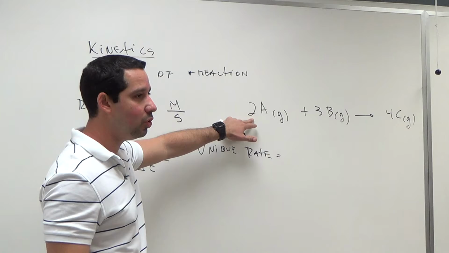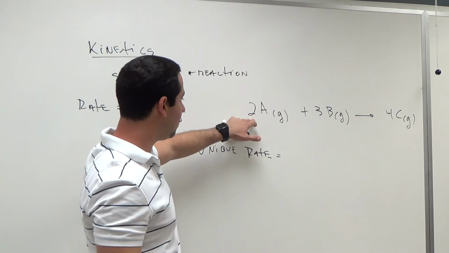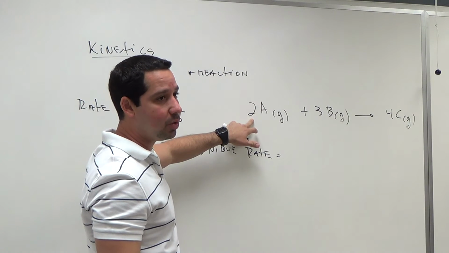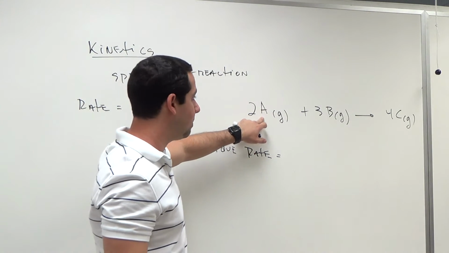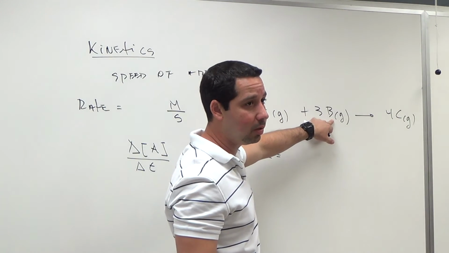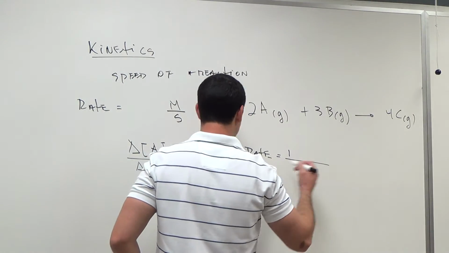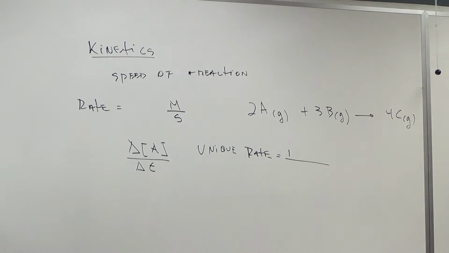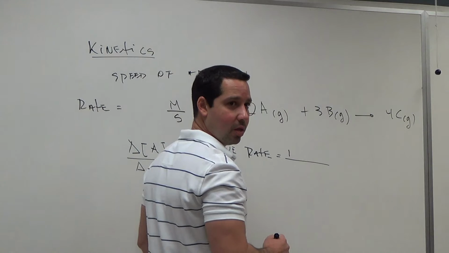Because this is disappearing twice, what do I have to do to make this an equal number to that? Let's say I wanted to make this equal to 1. What would I do? Divide by 2. And I have to divide this by what to make it 1? 3. So for this unique rate, we are going to divide by the coefficient.